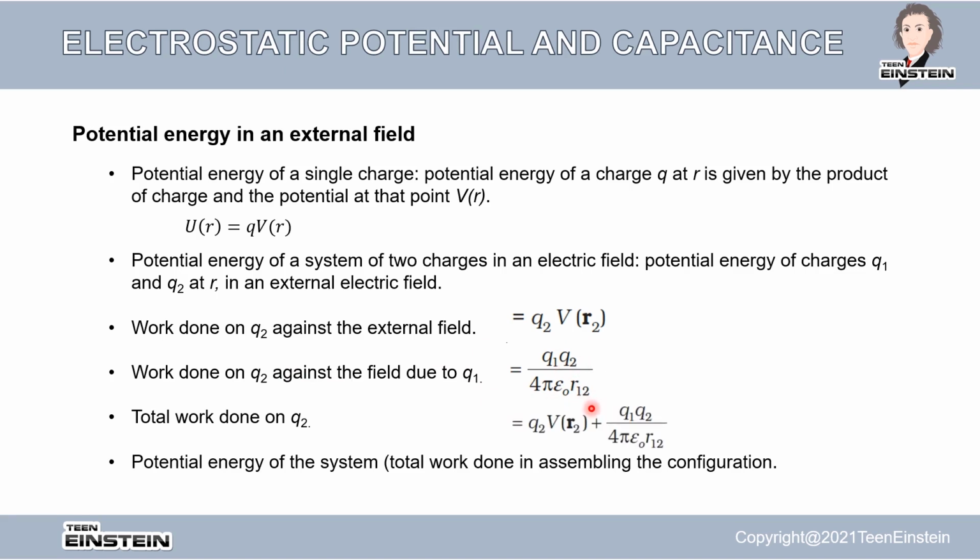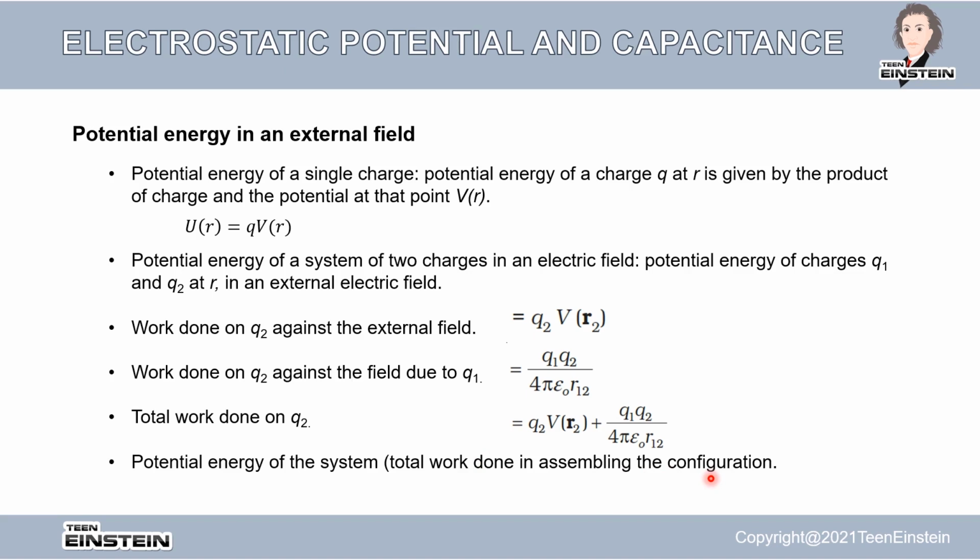So now, already there is a charge q1 that exerts a potential, and because of that this is the potential energy, and V is the potential already present due to the external field. So the total work done on q2 will be q2 V of r2 plus q1 q2 by 4 pi epsilon naught into r12. So this is the total potential energy of the system. Total work done in assembling this configuration when there is already an external field present.